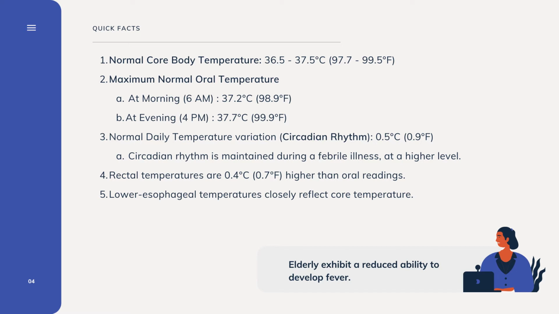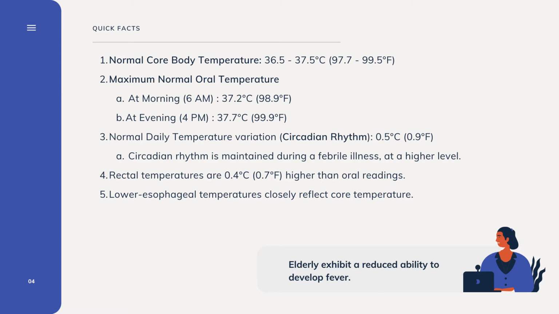The normal core body temperature is 36.5 to 37.5 degrees Celsius. Maximum oral temperature can vary depending on the time of the day. In healthy individuals, the maximal oral temperature in the AM is 37.2 degrees Celsius, while in the PM it is slightly higher at 37.7 degrees Celsius. This normal daily temperature variation of 0.5 degrees Celsius is called the circadian rhythm, and it's usually maintained even if the person is febrile, albeit at a higher value.